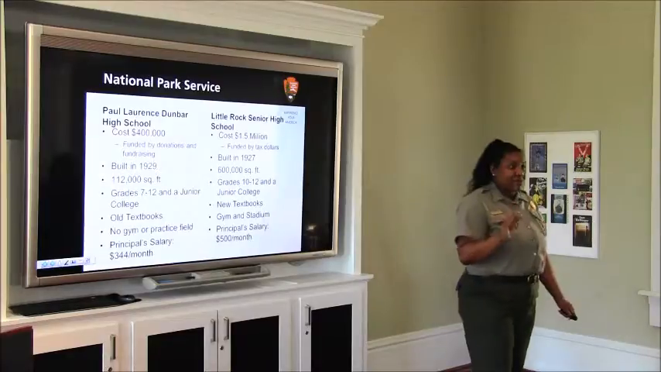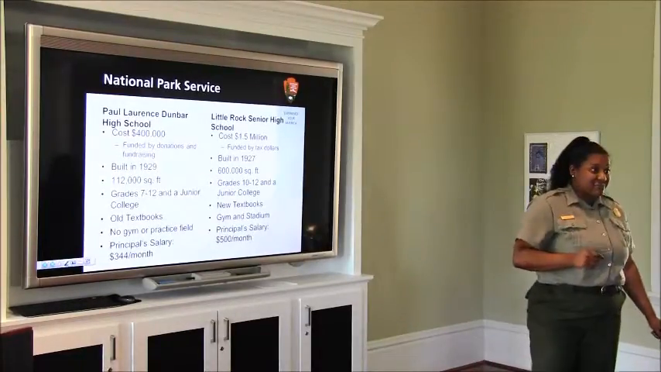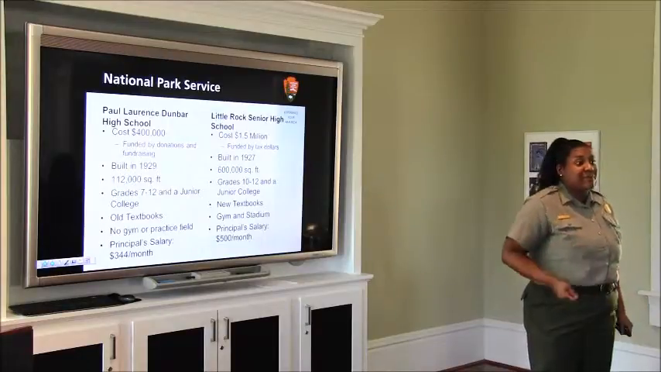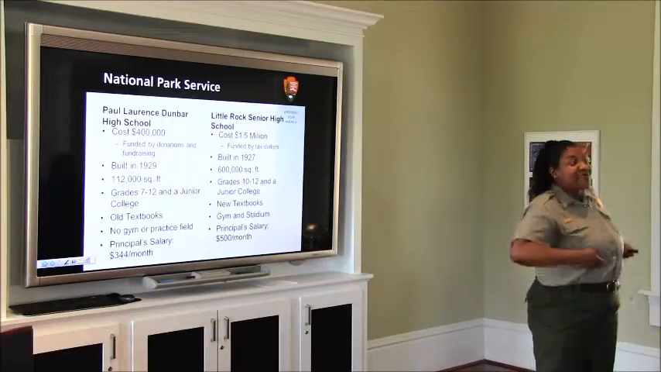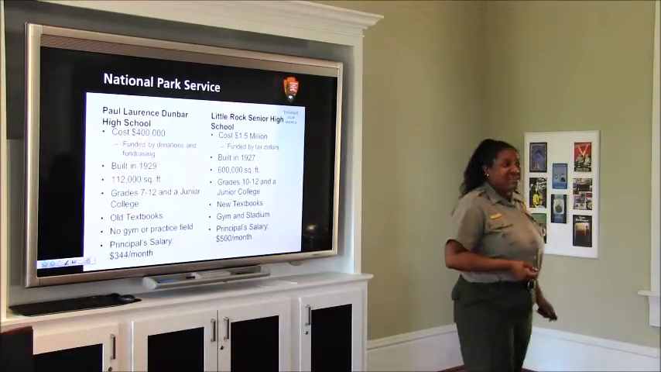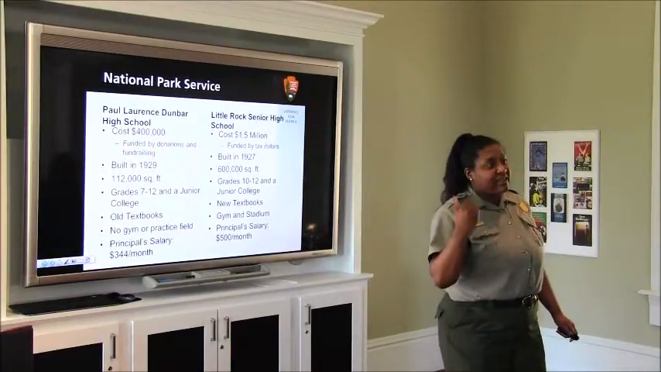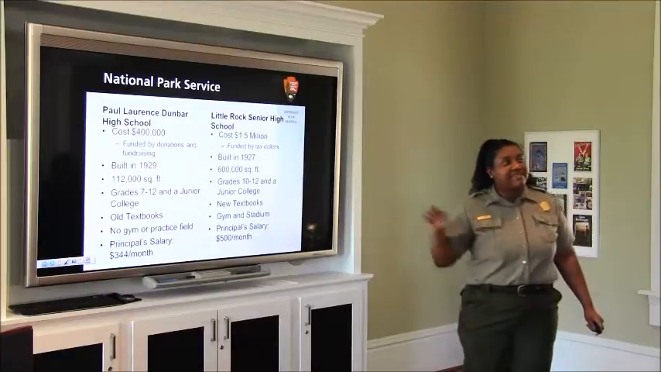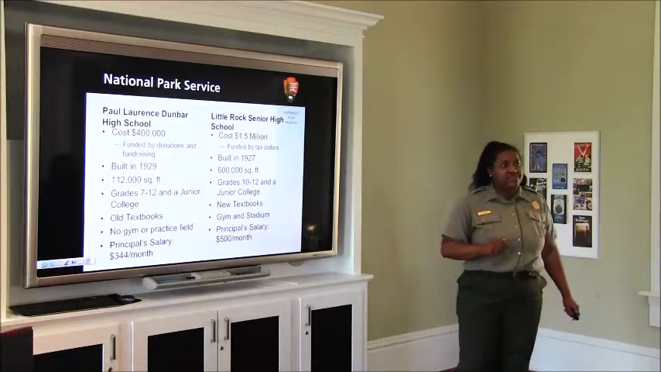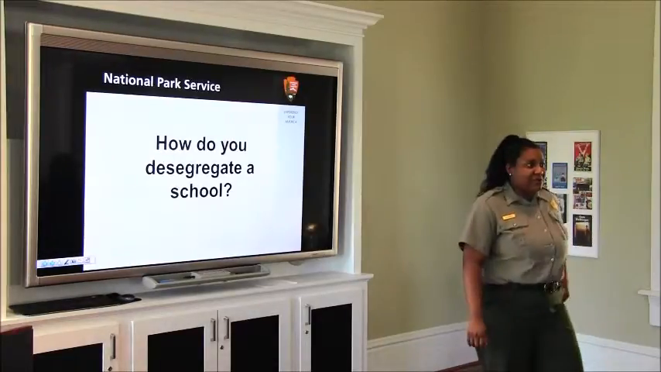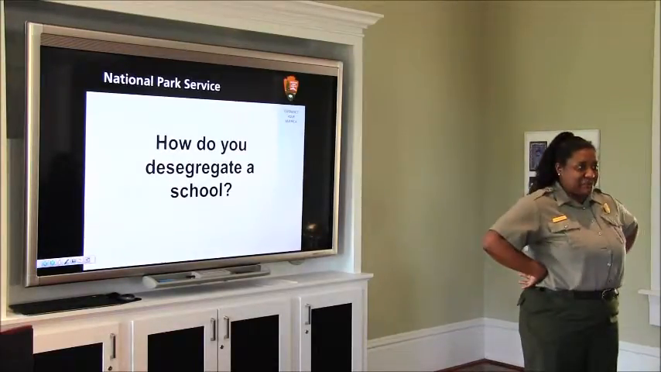Education was the great equalizer. It still is the great equalizer. That means people with bachelor's degrees make more money than people with just high school diplomas. If you don't have a high school diploma, your future looks very dark. And so even back then, they knew the power of education, and that's why Brown versus the Board of Education was so important. Now, how do you integrate or desegregate a school?